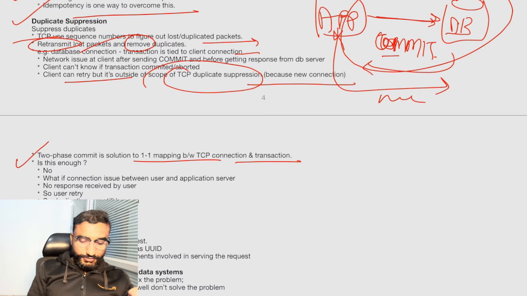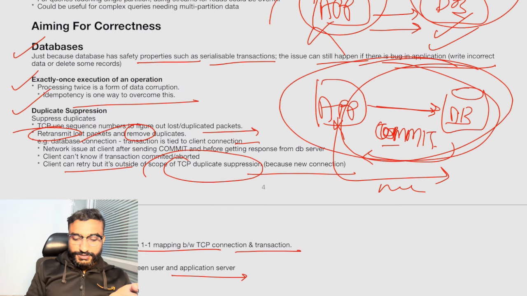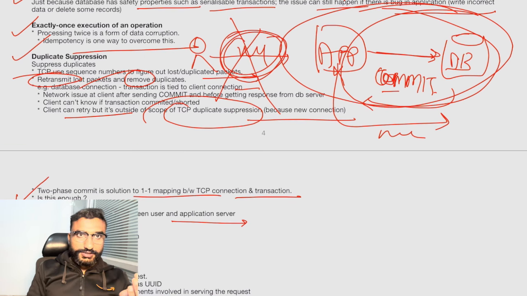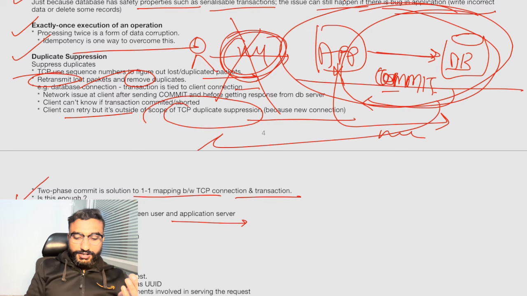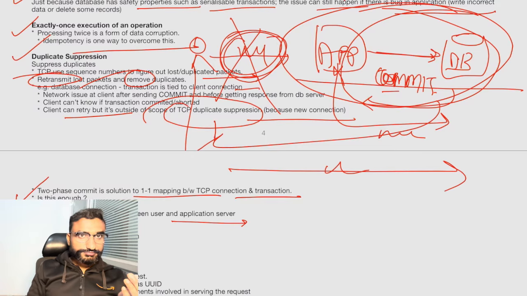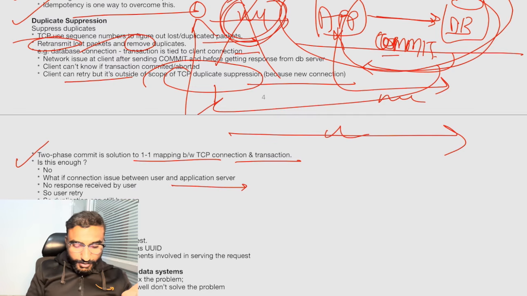But is this enough? No. What if there's a connection issue between user and application server? This can also happen. Okay, you ensure that this works properly, but the issue can happen here as well, at this part as well. The request can drop. The user established the connection correctly, but this request dropped, so the user tried again. So what happened in this scenario? The duplication still happens.